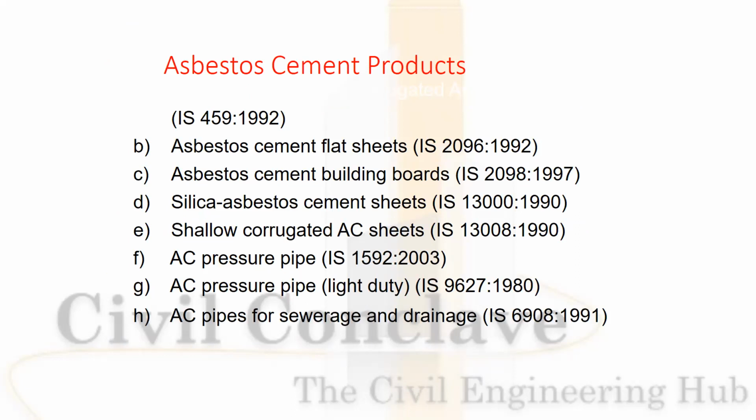Asbestos products. IS 459, 1992. Asbestos cement flat sheet, IS 2096. Asbestos cement building boards, IS 2098. Silica asbestos cement sheet, IS 1300. Shallow corrugated sheet, IS 13008. AC pressure pipes, IS 1592. AC pressure pipe light duty, IS 9627. AC pipe for sewerage and drainage will be IS 6902.